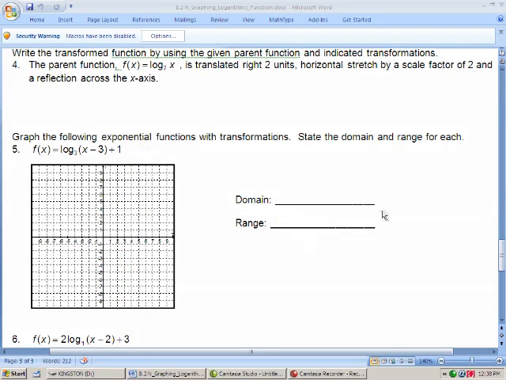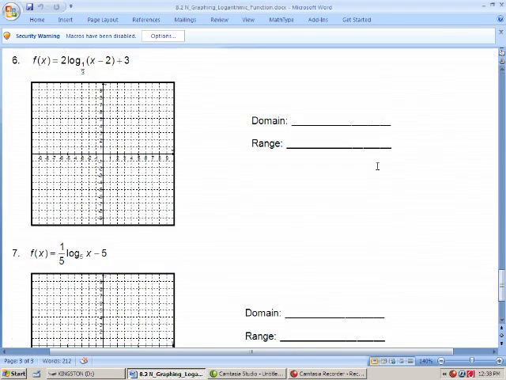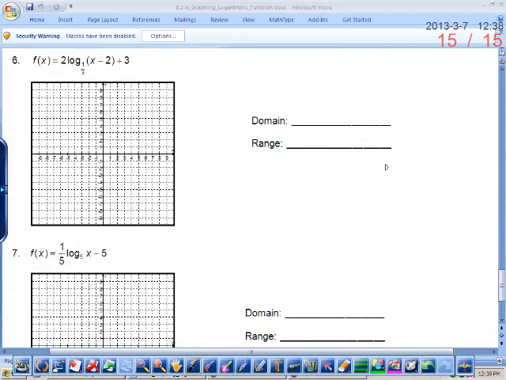All right, let's look at 6. All right, what's the parent function? Okay, now let's do the log parent function. So log base 1/3 of x. Okay, look back in your notes. Get an idea of what that looks like. Look back. We already graphed log base 1/3. You see it's kind of that reflected one? All right, so you got to keep that in mind.